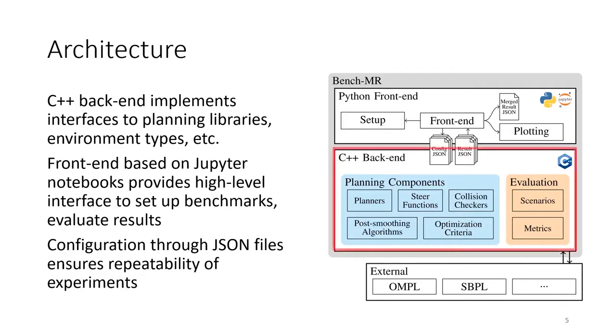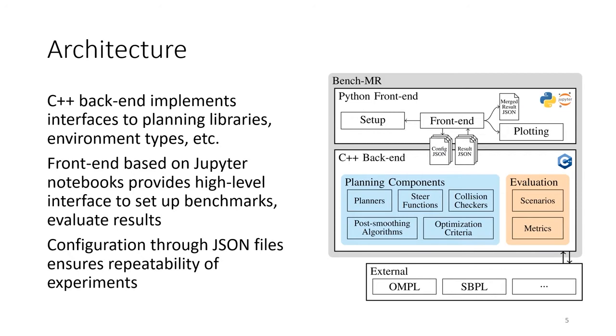The main functionality is implemented in C++. There, we interface with external libraries, such as OMPL and SBPL. We supply different implementations of the planning components, including the extend functions, optimization objectives, and post-smoothing algorithms, among others. In addition, different scenarios and metrics are implemented to evaluate these components. The configuration of benchmarks happens through JSON files which provide a human-readable interface to set up reproducible experiments.